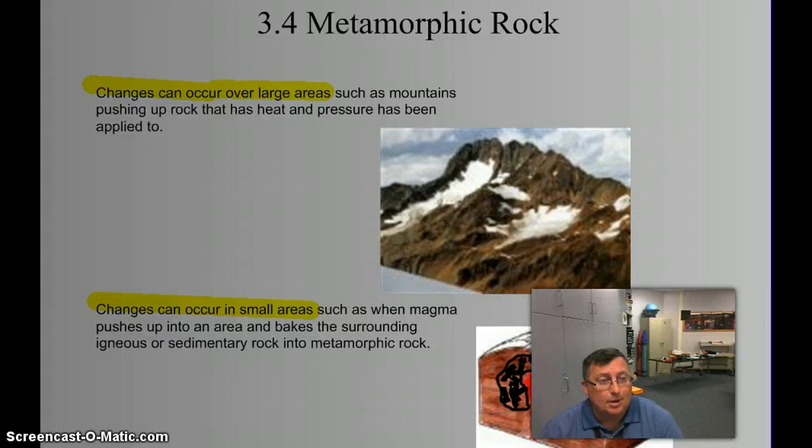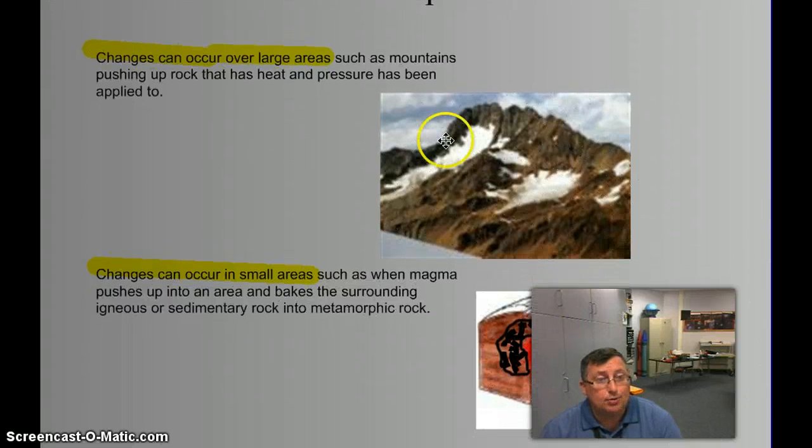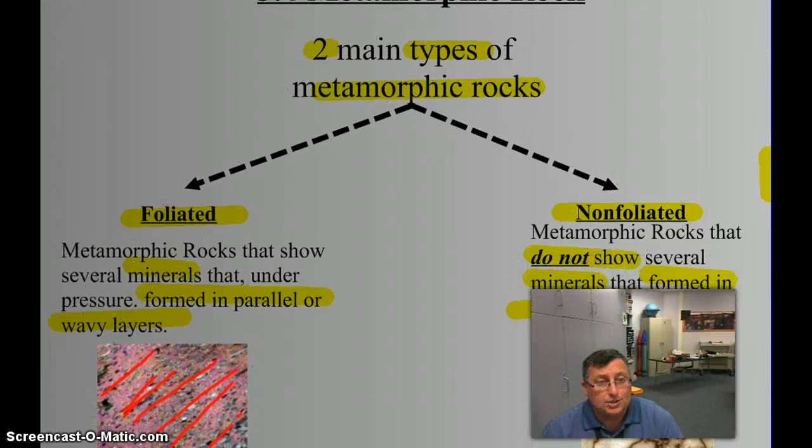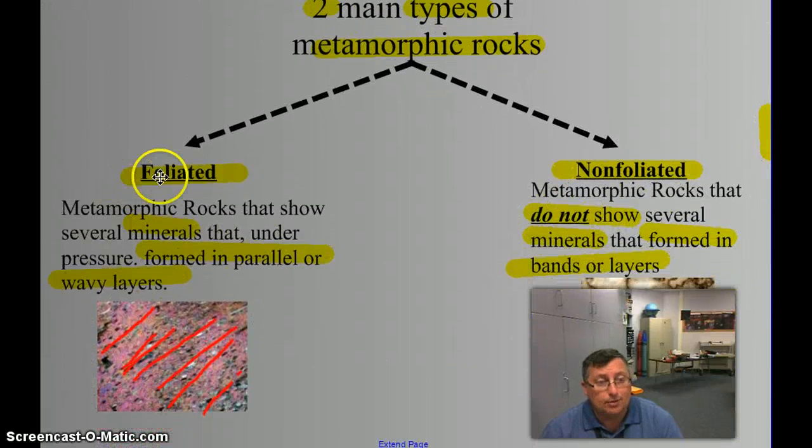Now, metamorphic rock change can happen over a large area, like a mountain range with lots of heat and pressure of the mountains changing rocks, or it can be just a small area where, like magma in this picture here, scoots up and heats areas around the magma to a point where it doesn't melt the rock, but it changes it to something else. When metamorphic rocks get pushed together, there are two main types, something called foliated and something called non-foliated.